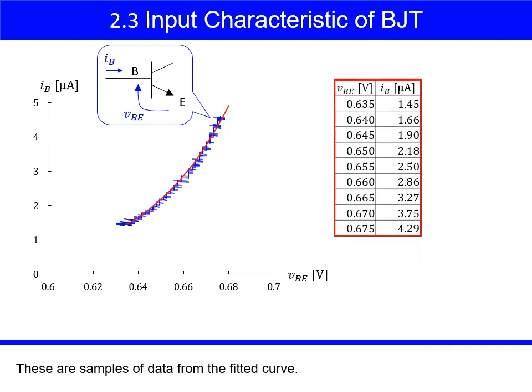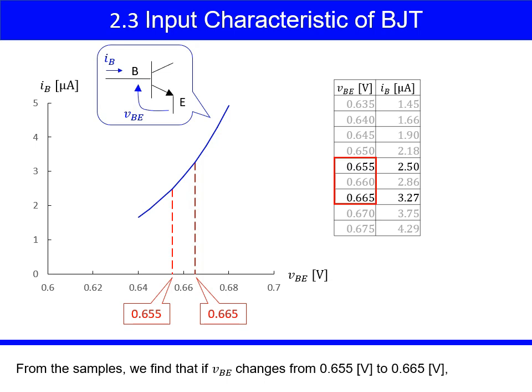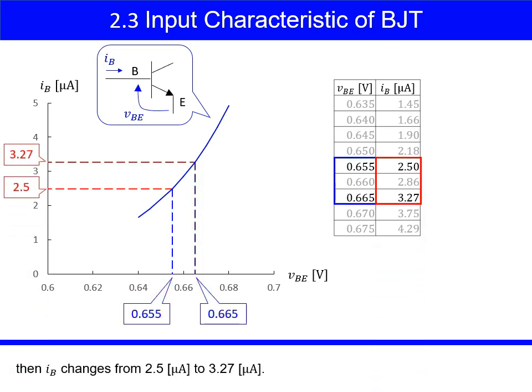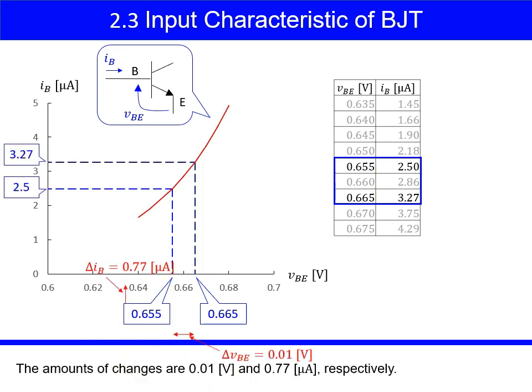These are samples of data from the fitted curve. From the samples, we find that, if VBE changes from 0.655 volts to 0.665 volts, then IB changes from 2.5 microamps to 3.27 microamps. The amounts of changes are 0.01 volts and 0.77 microamps respectively.